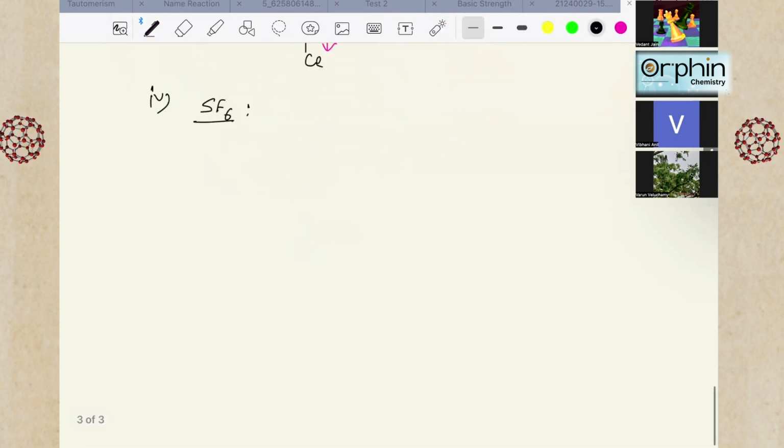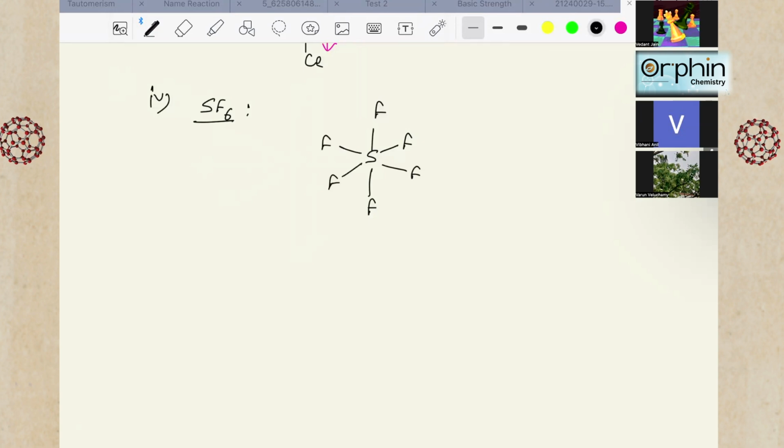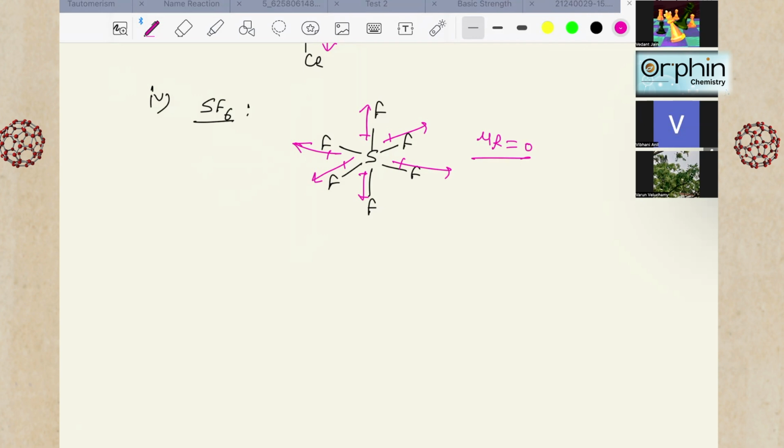SF6. Sulfur is there. It is octahedral, right? We know it. This is octahedral, with 90-degree angles and 180-degree angles. Now we can see this geometry: two bonds which are equal and opposite. You can see this one and this one, they are equal and opposite, again equal and opposite, again equal and opposite. So yes, here also the resultant dipole moment is coming at zero.